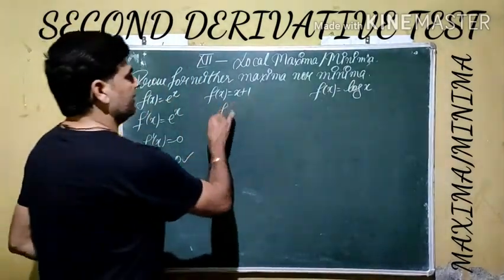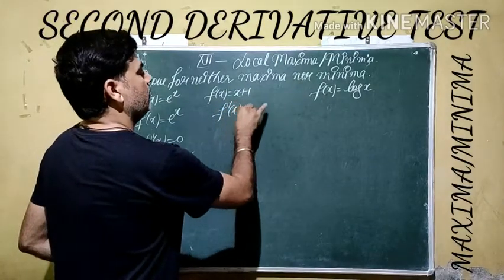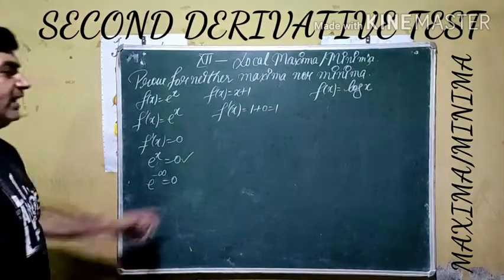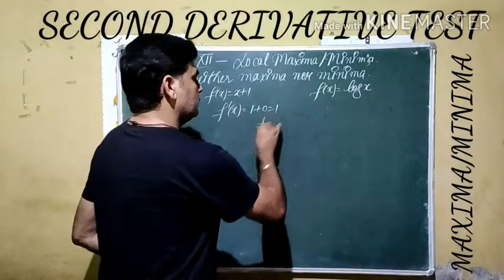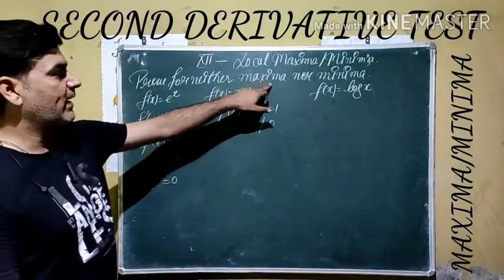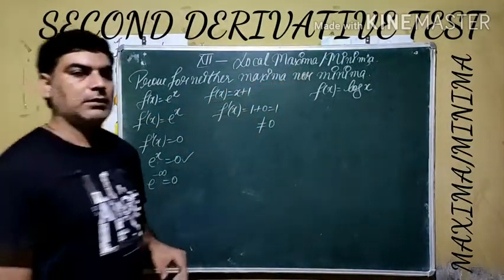For this, if you see here, first derivative becomes 1 plus 0 means 1. Means first derivative should be 1. It cannot be 0 also. So we cannot get the critical point. So it does not have local maxima nor local minima.